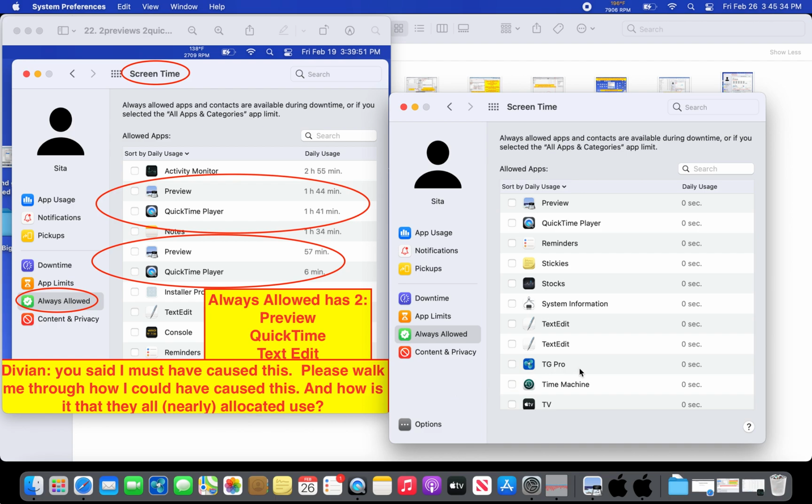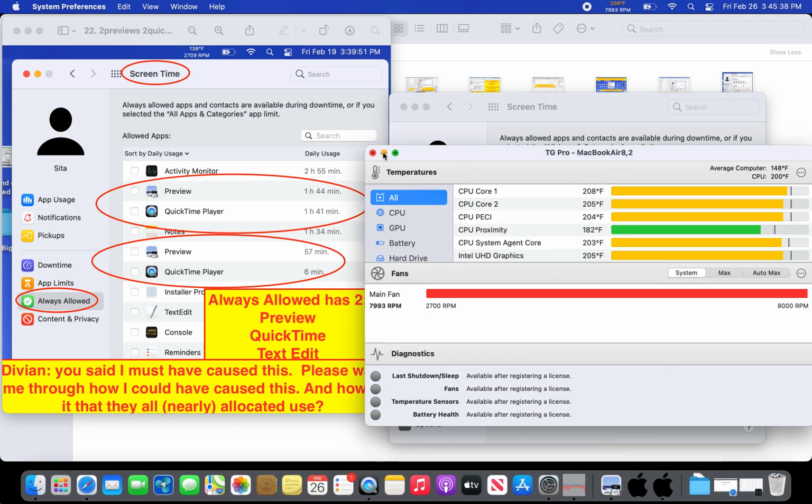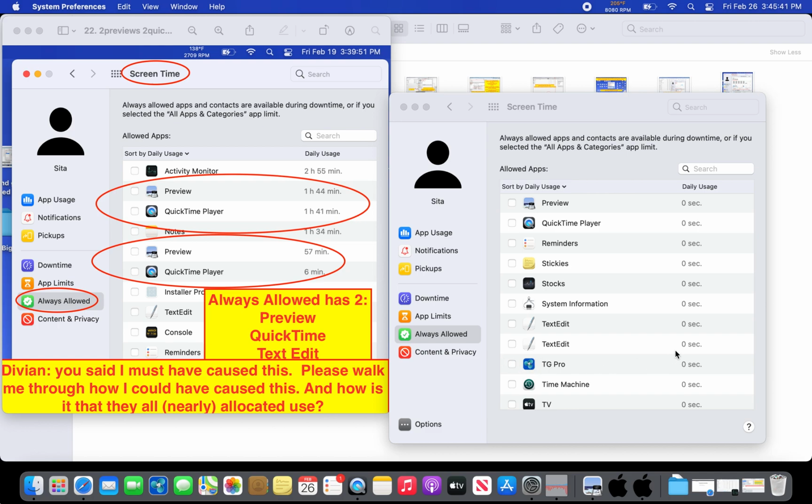And look, here's the other thing. TG Pro is running. It's my temperature app, right? It's running, but it never shows as being used here. Never shows as being used. You don't want to speculate? Should we move on? Yes. Let's move on.